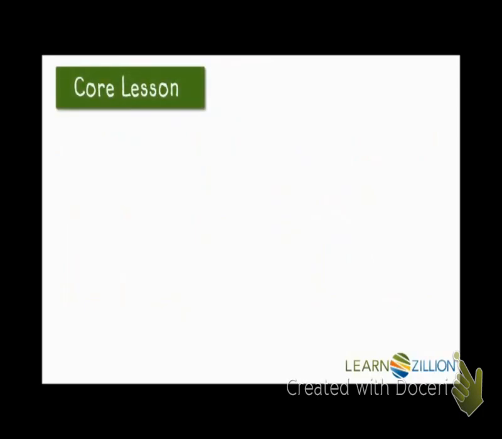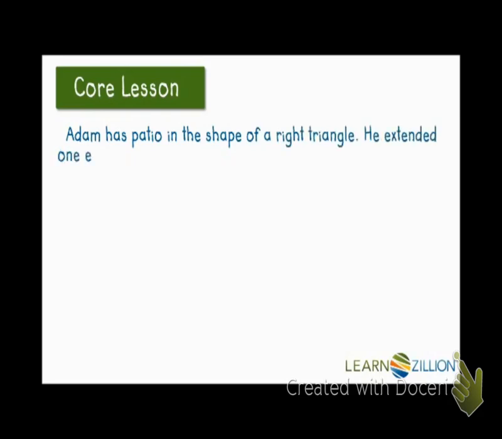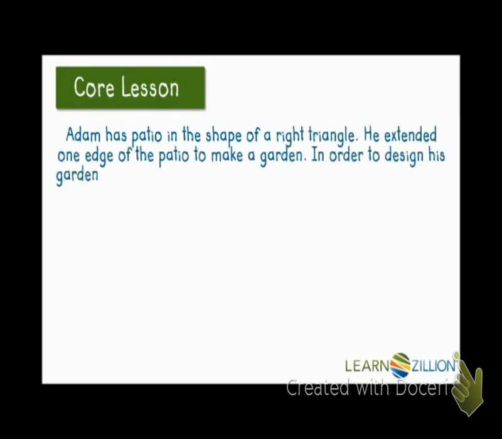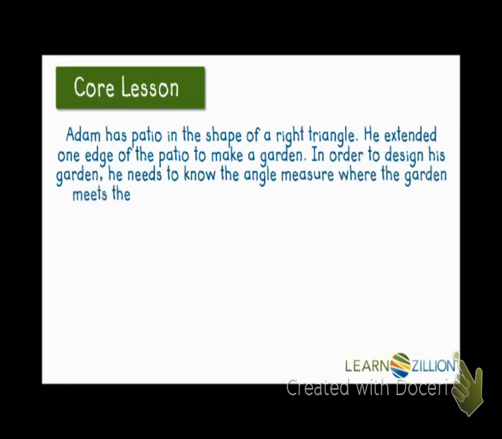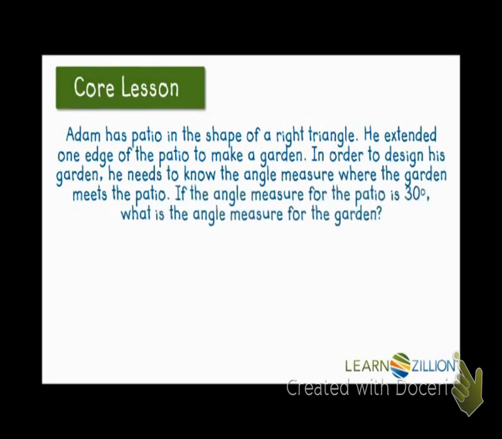Let's take a look at interior and exterior angles. Adam has a patio in the shape of a right triangle. He extended one edge of the patio to make a garden. In order to design his garden, he needs to know the angle measure where the garden meets the patio. If the angle measure for the patio is 30 degrees, what is the angle measure for the garden?